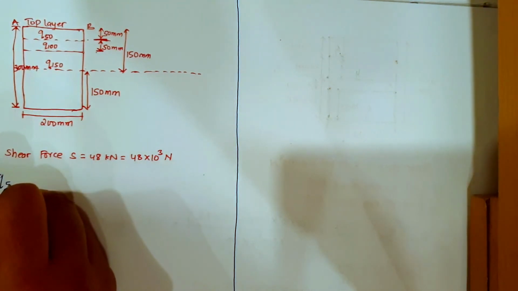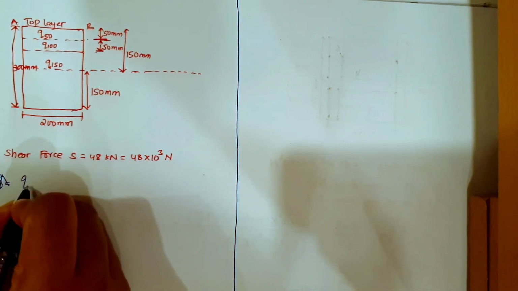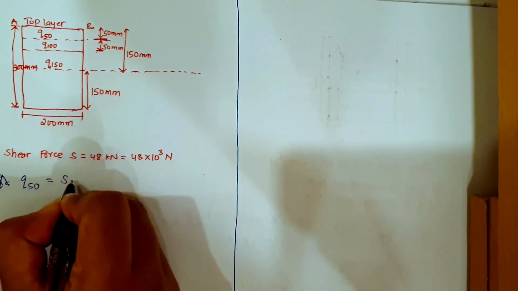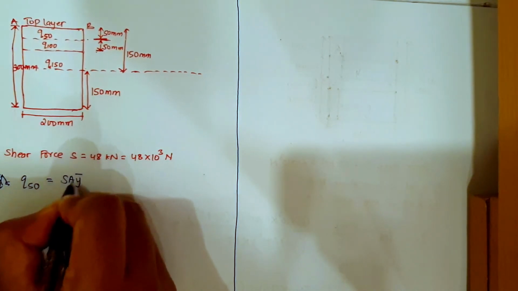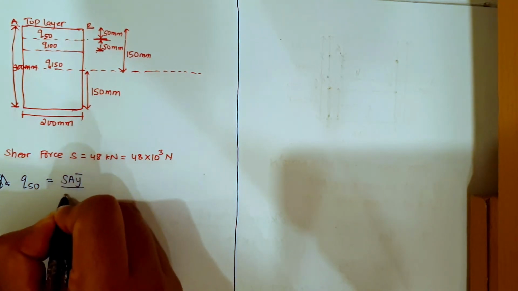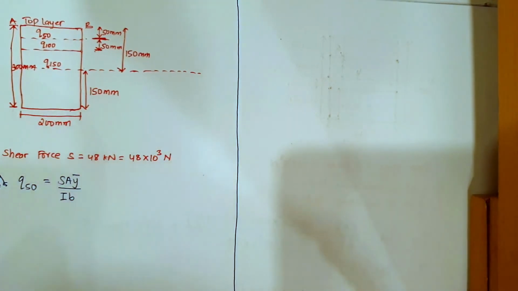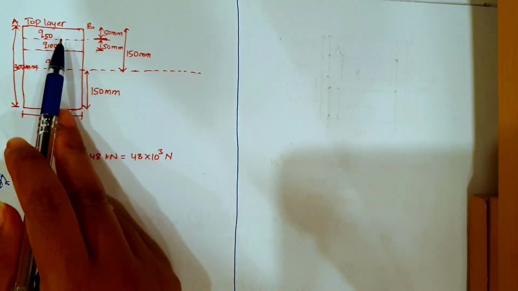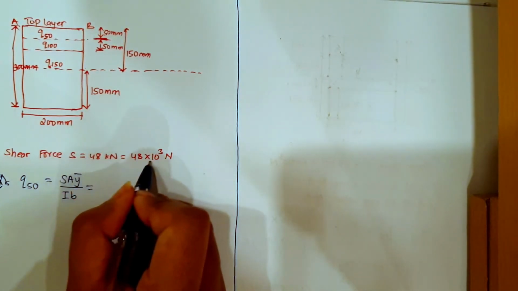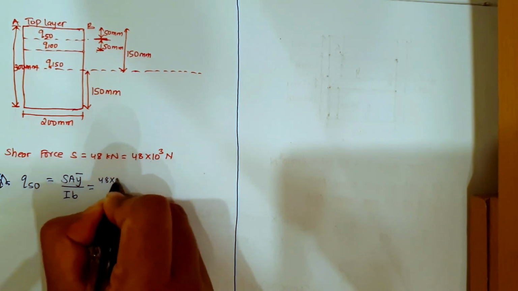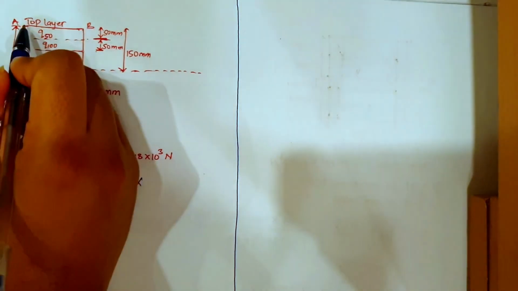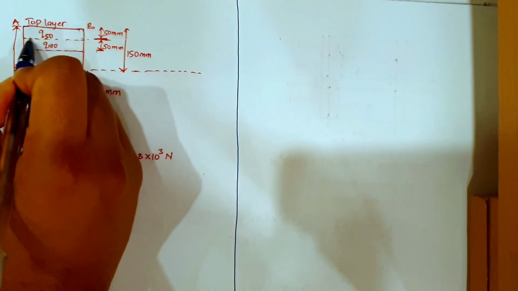for Q50 the formula will be S A y bar by I B, right? So how much is S for this top layer? S will be same, okay, 48 into 10 raised to power 3. Now what will be the area? Area will only be this much.